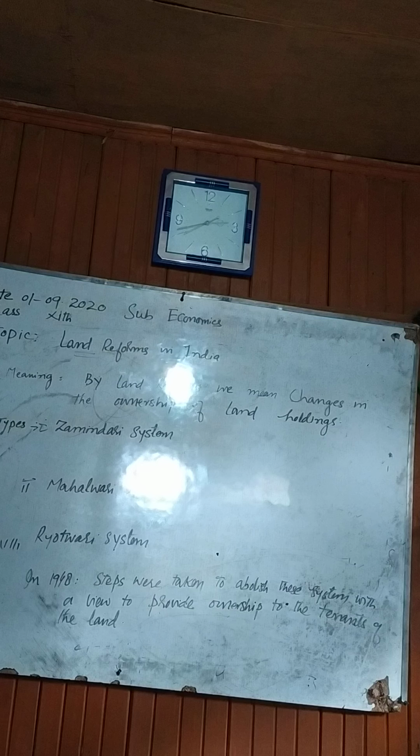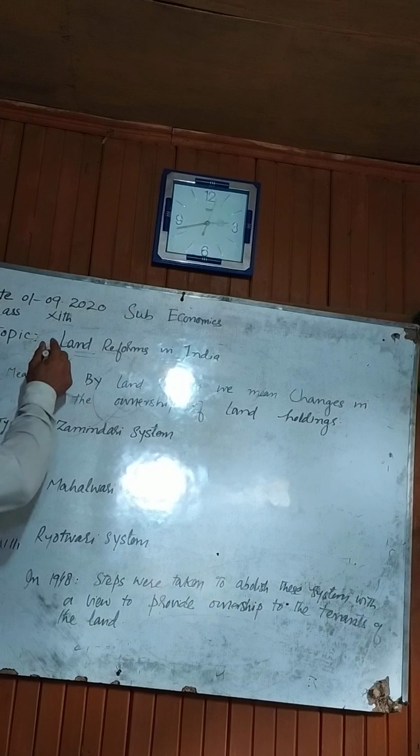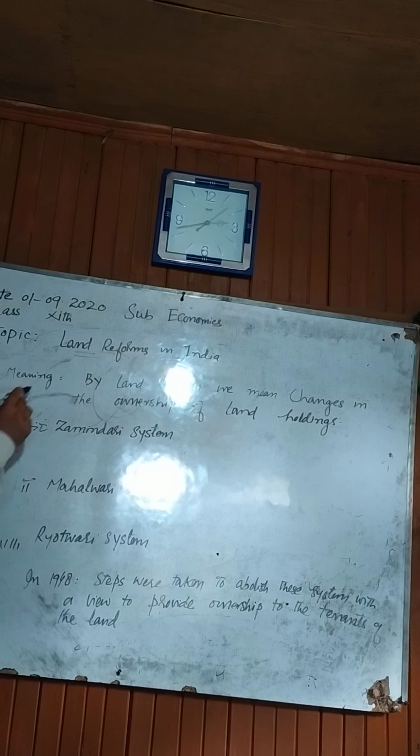As we know, India obtained independence on 15th of August 1947. Thereafter, various changes were made in the land distribution system of the country. One of those systems was called land reforms. First, let us try to know about the meaning of land reforms. By land reforms, we mean changes in the ownership of land holdings.